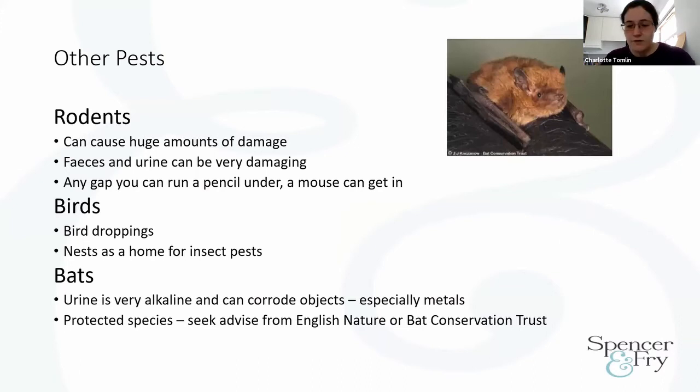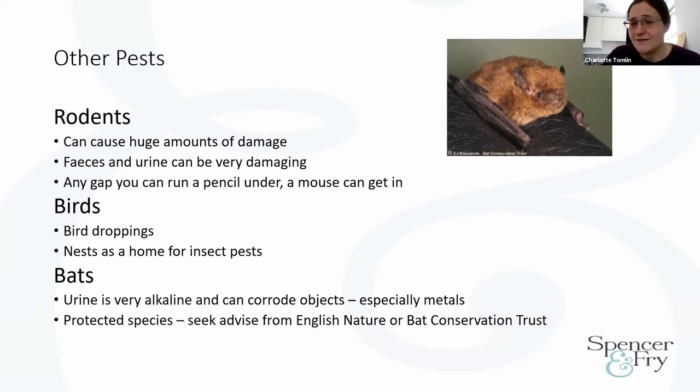And just very quickly before I stop for questions and a breather, non-insect pests: we can have rodents and birds and bats. If they get in accidentally, then they can cause damage. Rodents like to shred materials in order to create nests, so they can cause a huge amount of damage if they are so inclined. Mice are also incontinent, so they leave a little trickle of urine everywhere they go, so they can be very damaging. And mice can get into very small spaces, so any gap you can run a pencil under, a mouse can get in.